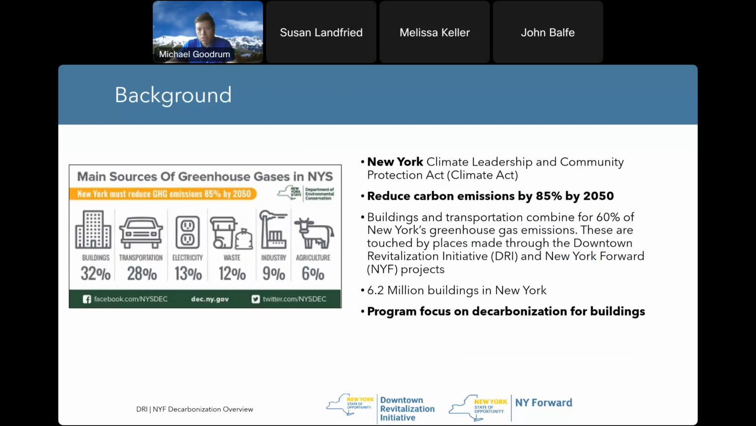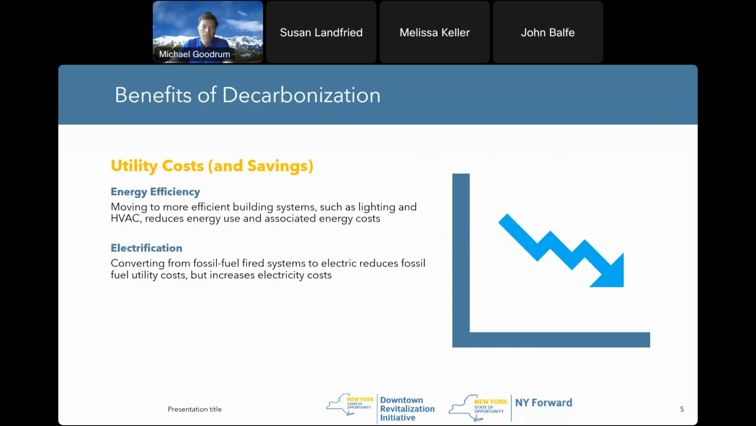There are like 6.2 million buildings in New York. That's probably even a low number now. It's probably gone up since then. So here within DRI, we're really focusing on decarbonization for buildings because they make up a really big chunk of the emissions for the state and are a big part of achieving the state's climate goals.